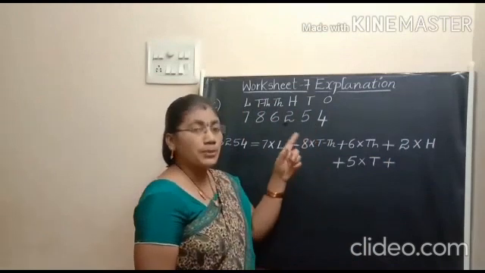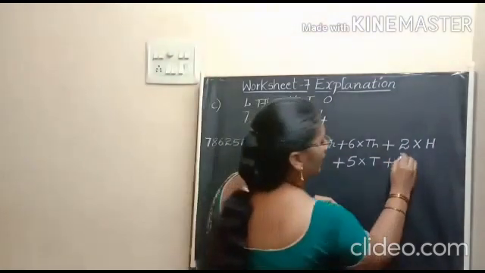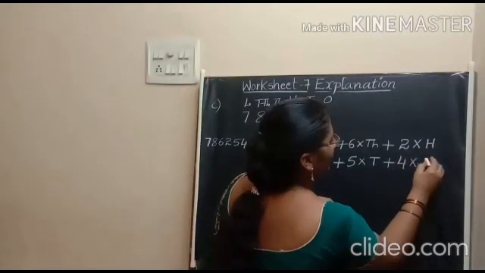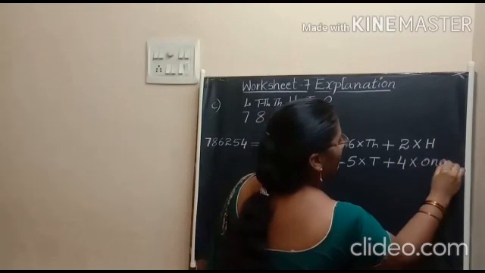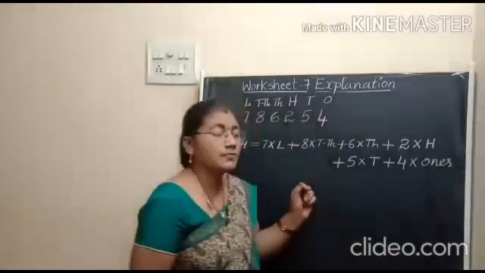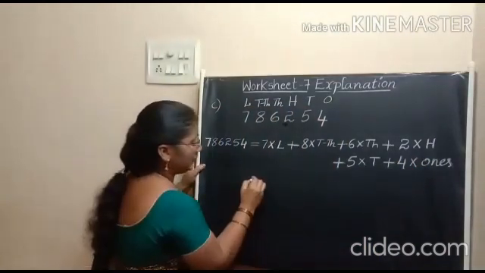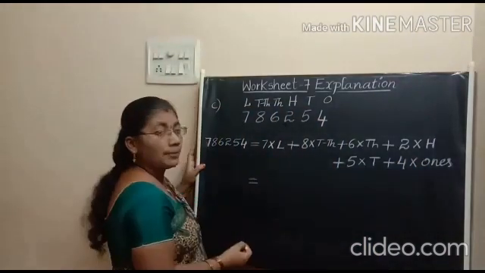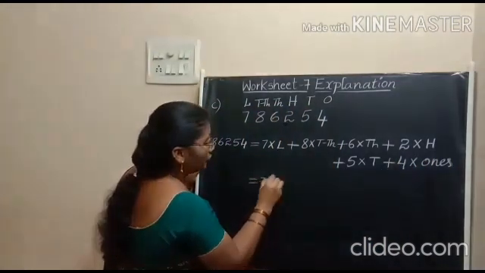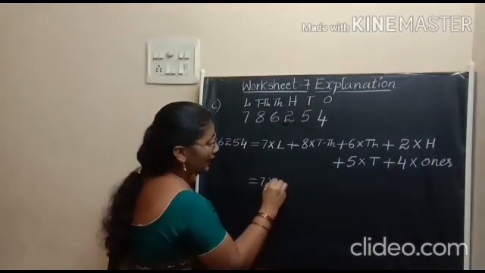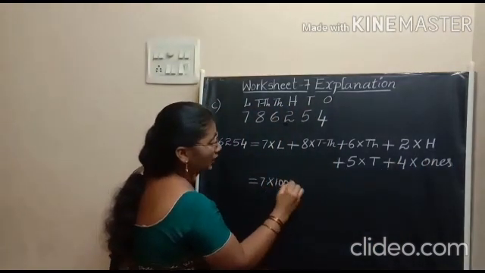Next we have to take place value of 4, that is 4 into ones. I am writing full form. Now we have to write in numerical form, that is using numbers. 7 into lakh, 1 lakh. We should write in numerical form.